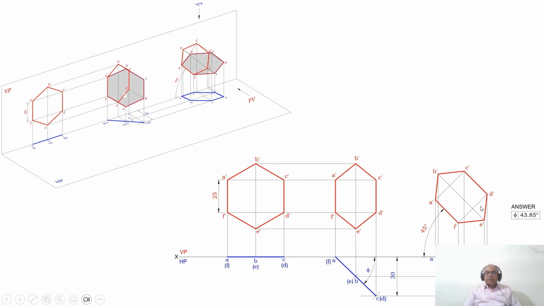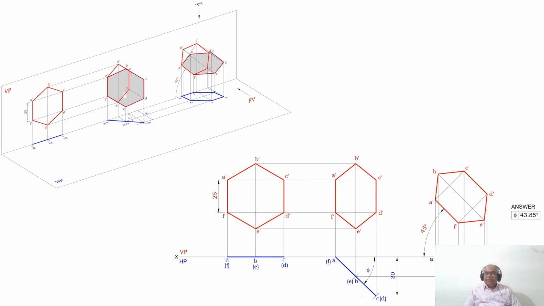Since you are asked to determine the inclination of the surface of the lamina with respect to VP, by using the protractor, keeping it on the AF of the second position top view with respect to the XY line, you measure this angle, which will be equal to 44 degrees. When you are doing it in the computer, you will get 43.85.